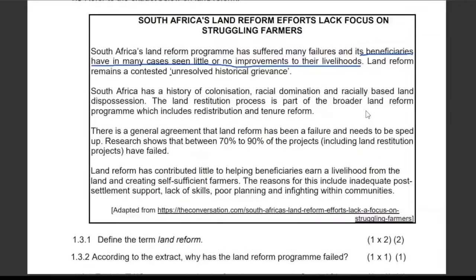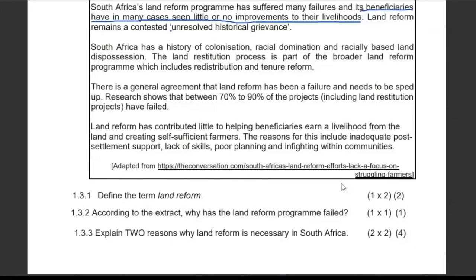Right. Is that the only evidence that we have? We can also try to check and see if there is any other reason for the justification of the failure of land reform. It says land reform remains a contested or unresolved historical grievance. South Africa has a history of colonization, racial domination, and racially based land dispossession. The land restitution process is part of a broader land reform program, which includes redistribution and tenure reform. There is a general agreement that land reform has been a failure and needs to be sped up. Research shows that between 70 to 90% of the projects, including land restitution, have failed.